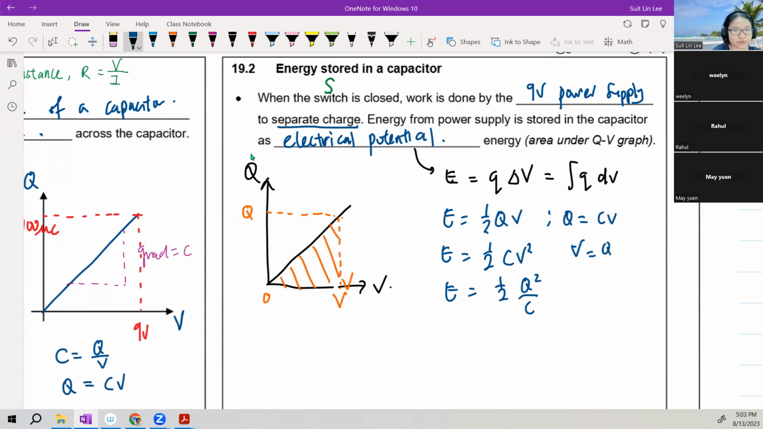V is equal to Q over C. So V square is Q square over C square. One of the C will cancel out. This one is kind of important because the capacitor's main function is actually to help us store. It is actually a form of battery or a power supply. So this one is the energy stored in the capacitor.